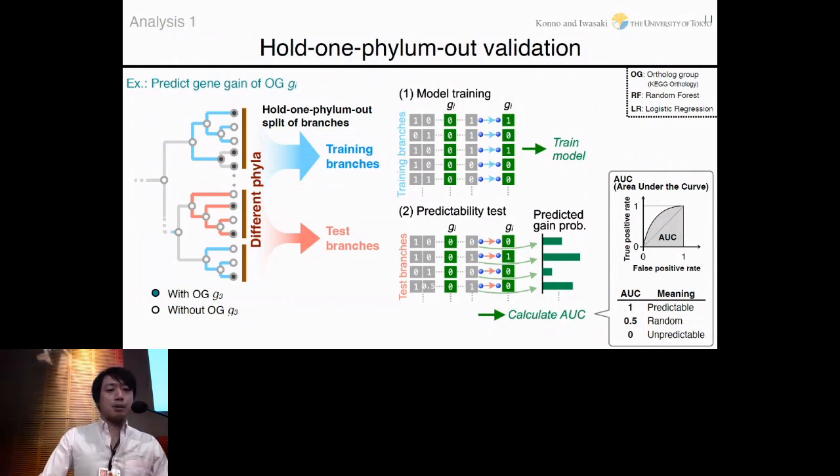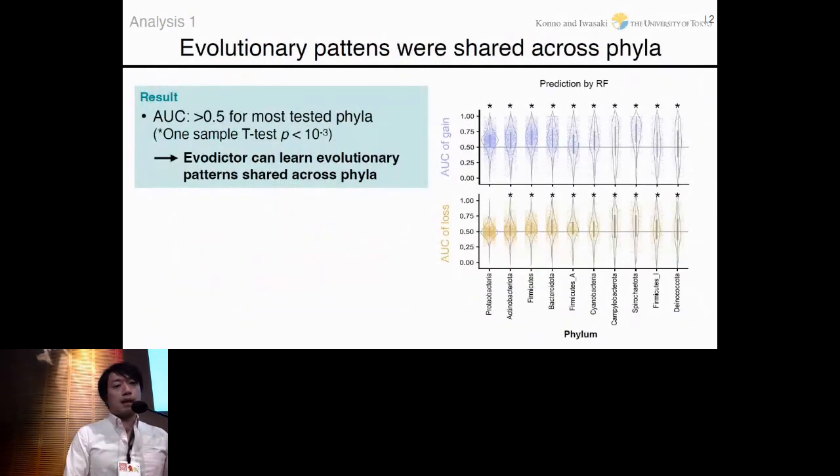To address this problem, we did hold-one-phylum-out validation, where all the branches from one phylum are used for test dataset, and the other branches are used for training dataset. So by doing this, we can avoid the problem from phylogenetic effects. And we found that even if we do this hold-one-phylum-out validation, we still see that gene gains and losses are significantly predictable.